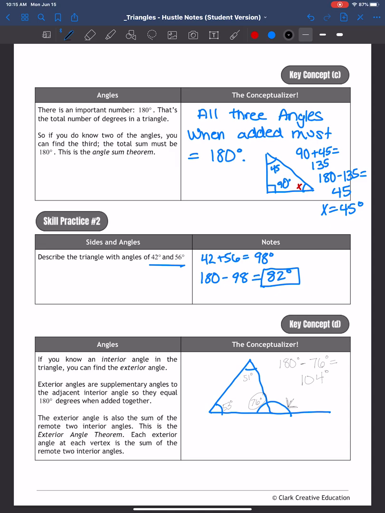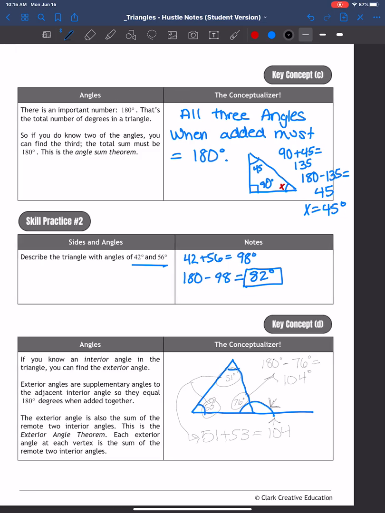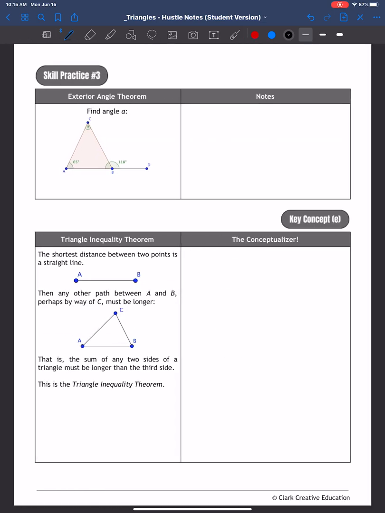Or you can do 51 plus 53, which also equals 104. That is still your answer. It will be the same whether you use these two or use this. So whether you use these two and do it this way, or you do that one and do it that way, it will be the same. So another practice.